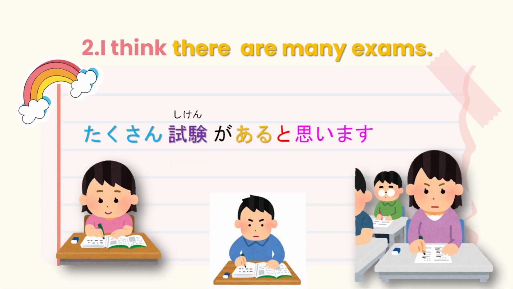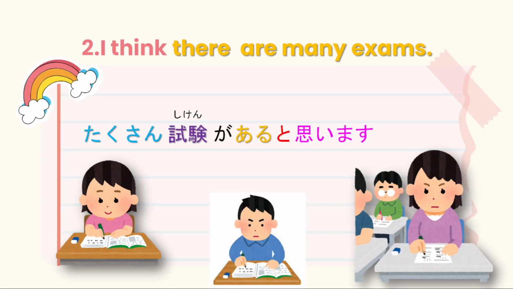たくさん試験があると思います。Are, the verb "are" in Japanese, is arimasu, but it's in the mas form. In the plain form, it's aru. Since we're talking about exams, a non-living thing, it's aru. If it was a living thing, we use iru or imasu. In the plain form, iru. In the mas form, imasu. So, exams, shiken. たくさん試験があると思います。Make sure you use aru in its plain form.